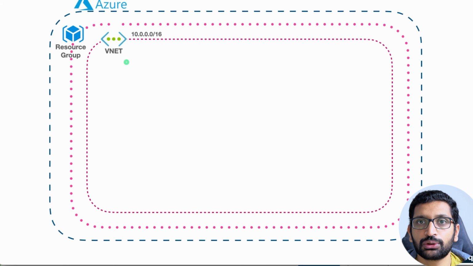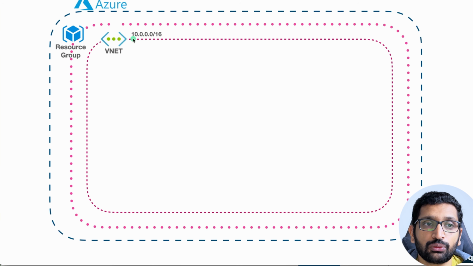Whenever we create a virtual network, we need to define an IP range, which we call a CIDR. This is the IP range which we are going to assign, which is 10.0.0.0/16, which means this is the IP range which will be responsible for all the resources which we will be creating inside this virtual network.